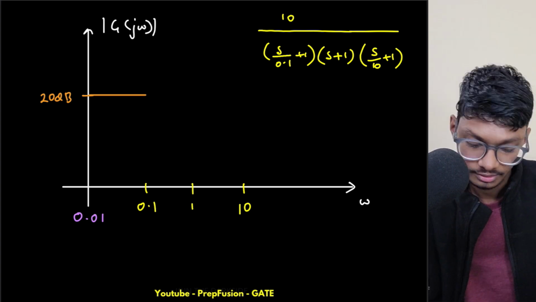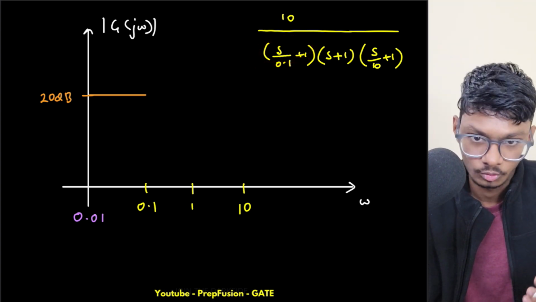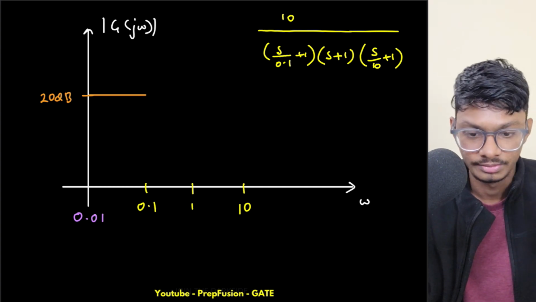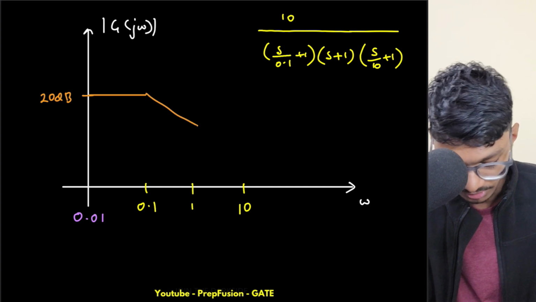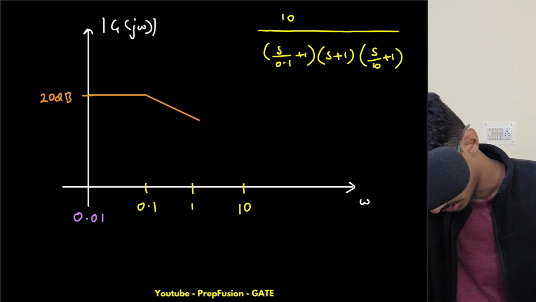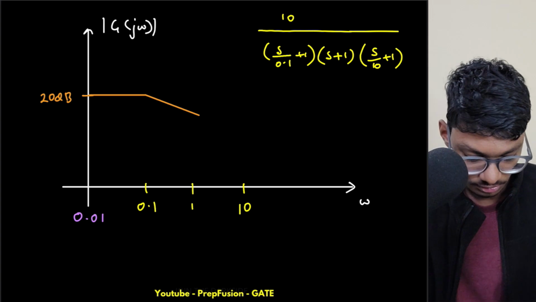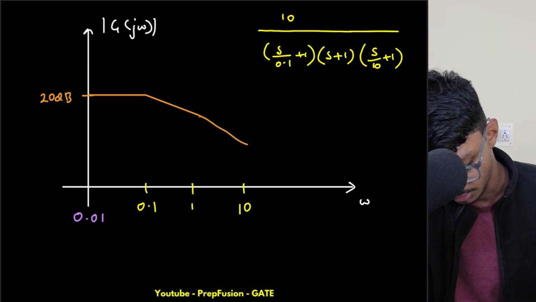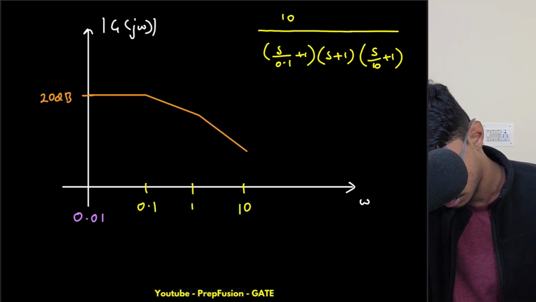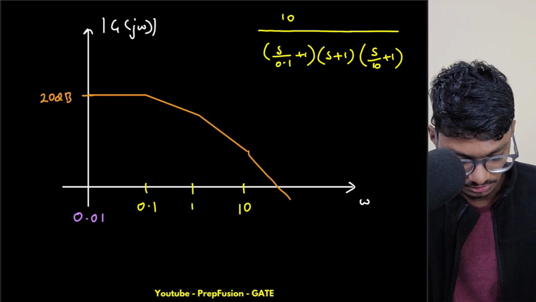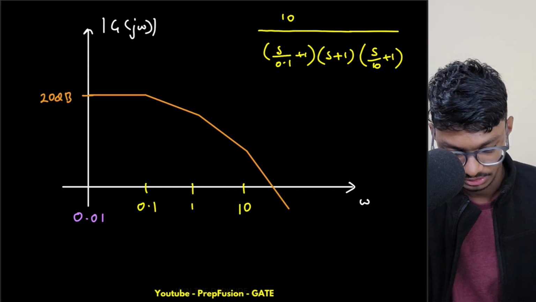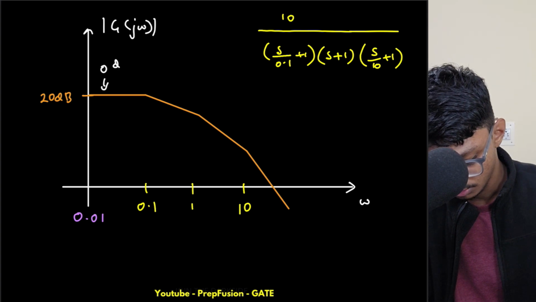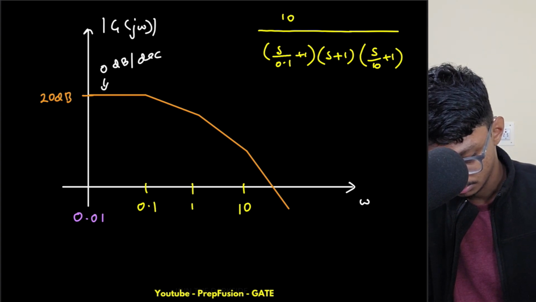until 0.1. Then what do we encounter? We encounter obviously poles. At each corner frequency we encounter poles. So at each corner frequency my slope will reduce by minus 20 dB per decade. Here my slope is 0 dB per decade. It becomes minus 20 dB per decade until 1. Then it becomes minus 40 dB per decade. Then after 10 it becomes minus 60 dB per decade. This is 0 dB per decade.